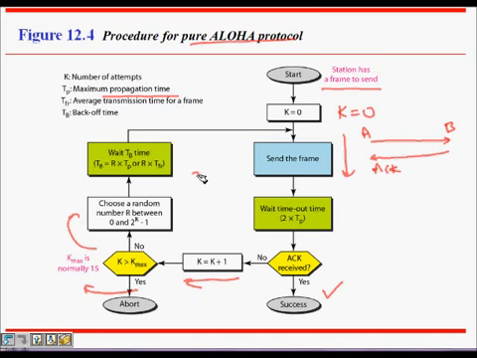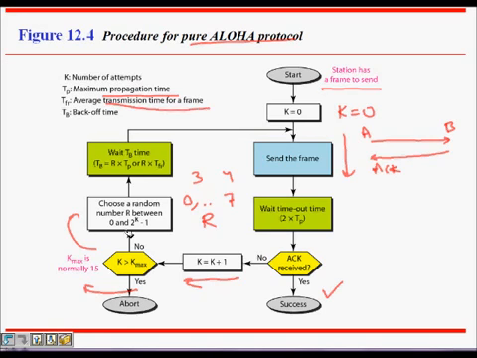So if I have tried, let's say, 3 times, and this is my third trial, then I will generate a random number from 0 to 7. Okay, and then for any number r that I get, my waiting time will be r into TP or r into TFR. What is TP? The maximum propagation delay. So let's say I got a random number 4, I will wait for 4 into the propagation delay time, or I will wait 4 into TFR, where TFR is the average transmission time.